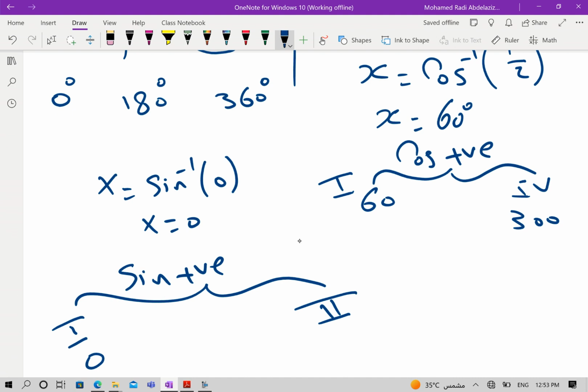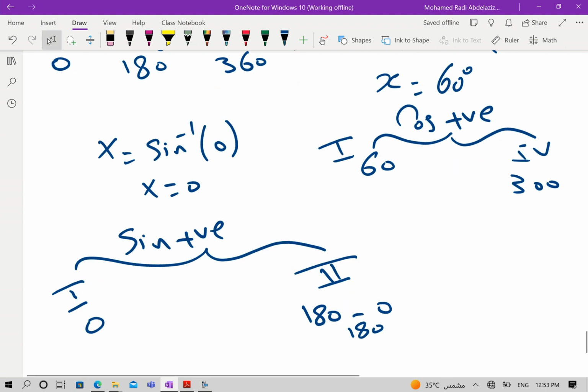Second, 180 minus what? 180 minus 0, so the answer will be 180. From where did we get 360? Equivalent angles. After getting the 2 solutions, start to add a complete rotation, maybe you will find a solution in the range. So 0 plus 360, you will get 360 degrees.